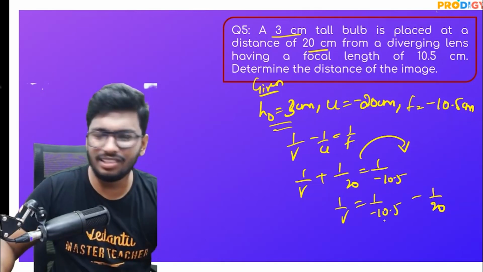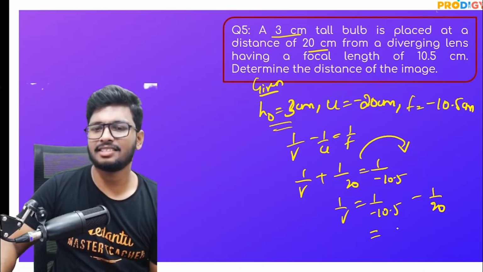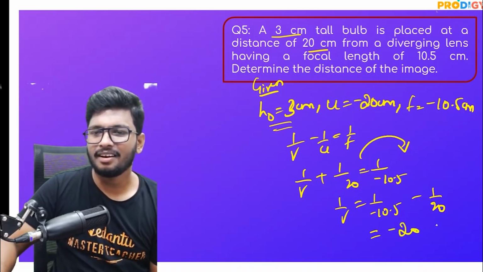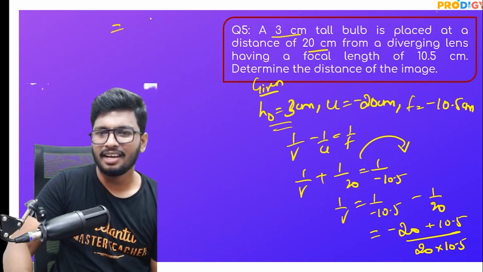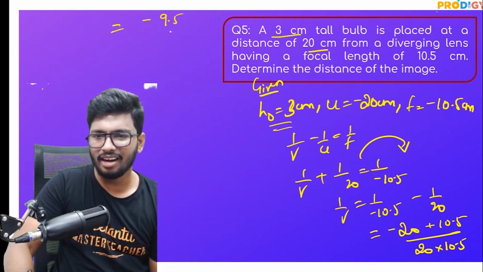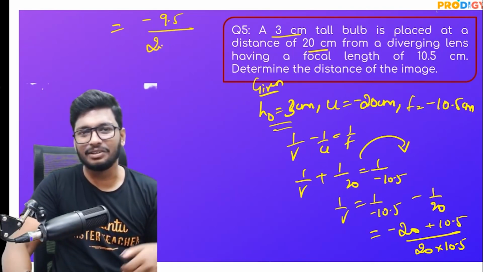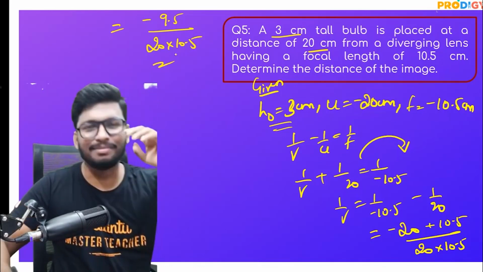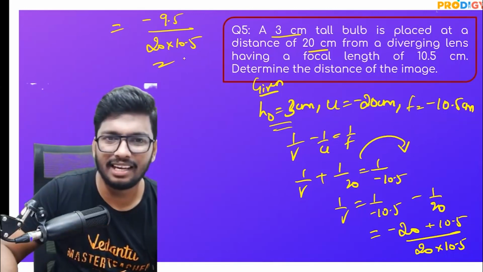I believe you can just cross multiply over here. So that'll be minus 20 plus 10.5 divided by 20 into 10.5. If you simplify that, that will be minus 9.5 divided by 20 into 10.5. So do the calculation, people. Decimal points, please do the calculation. If you simplify it even further, you will get something like this.